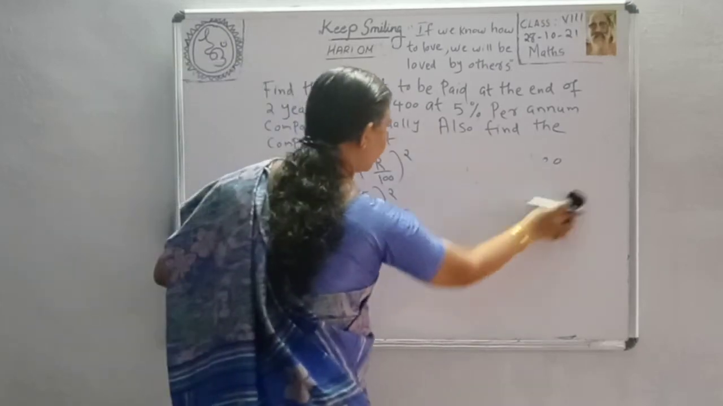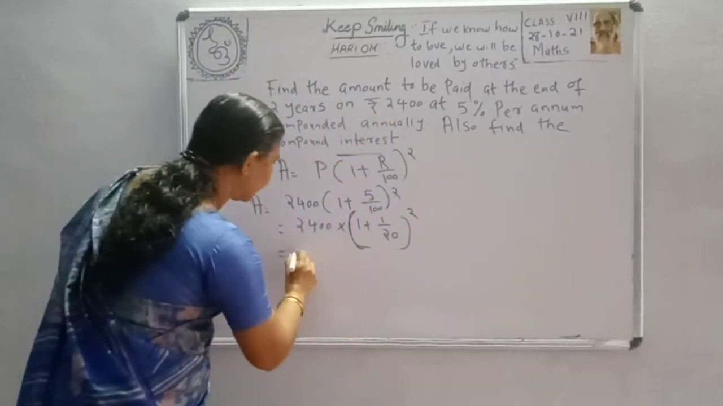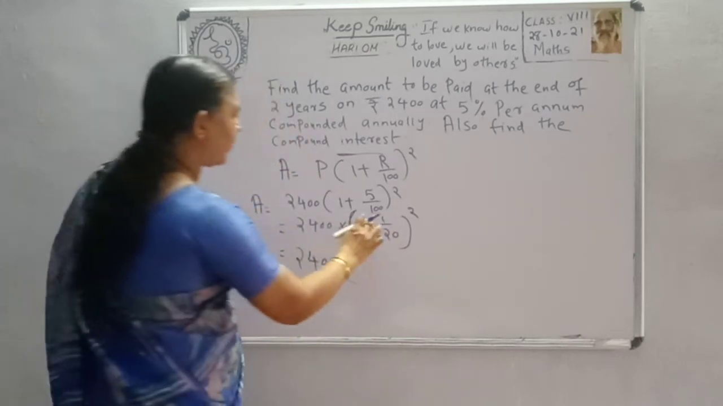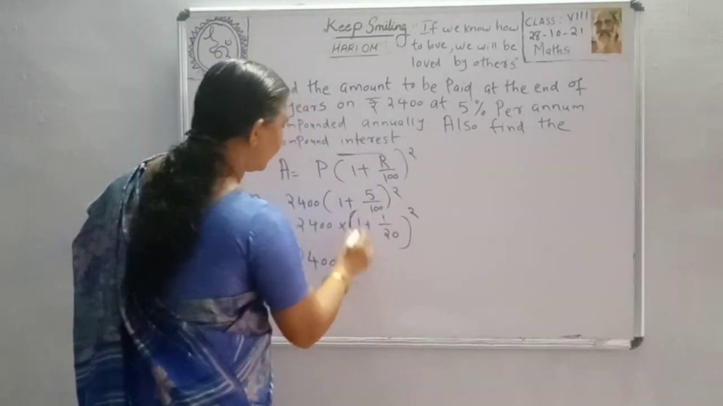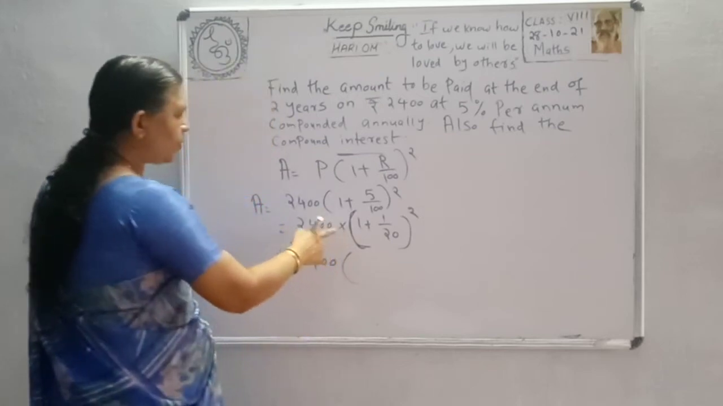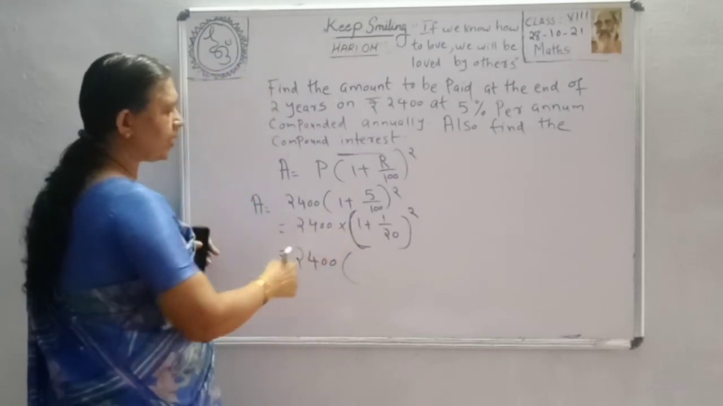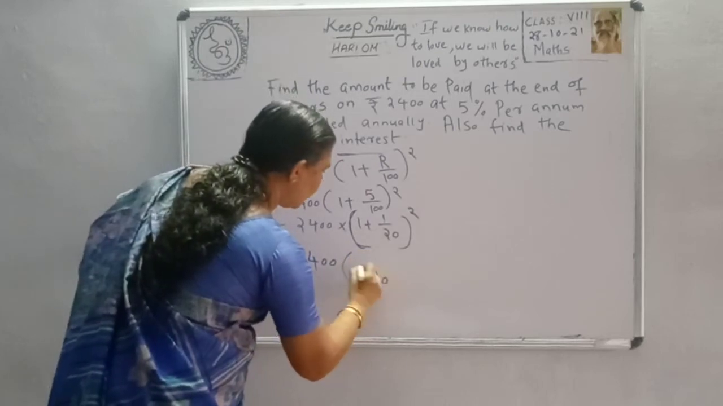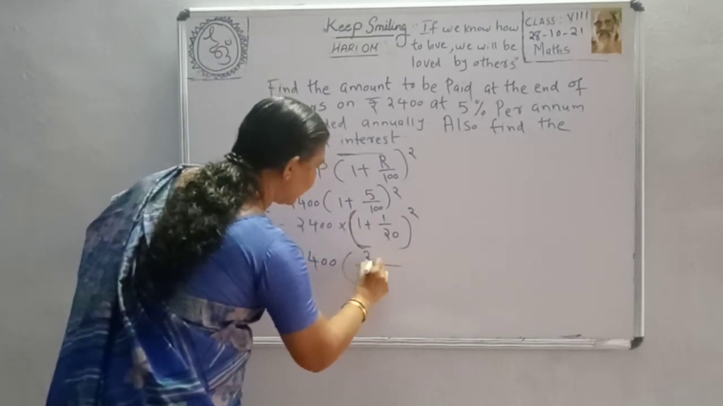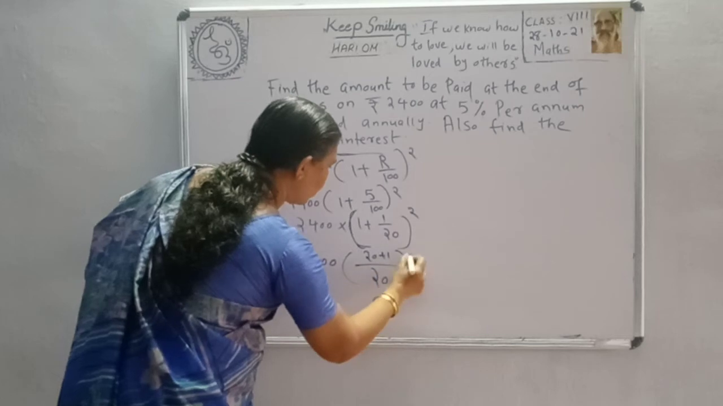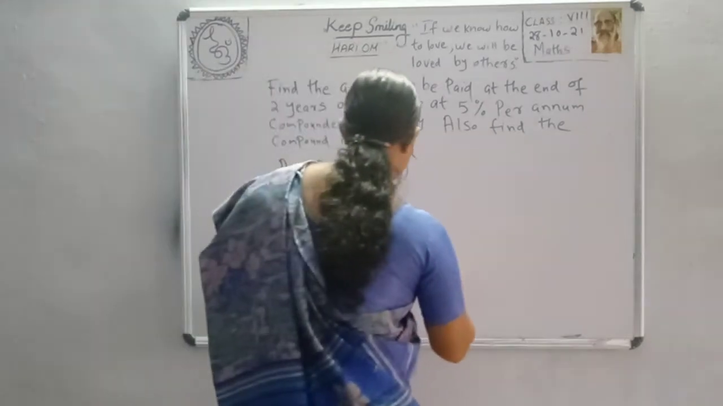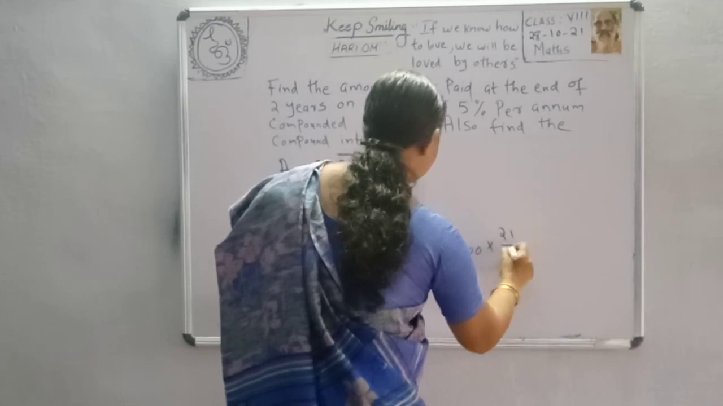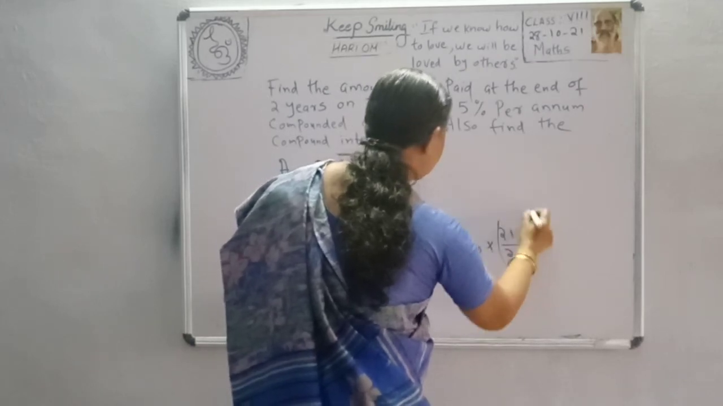Therefore it is equal to 2400 into, we can take the LCM, 1 by 20. Then it is equal to 2400, 1 plus. Now what is the LCM of this? 20. Then here 20 into 1 is 20 plus 1 the whole square. Or we can write as 2400 into 21 by 20 the whole square.